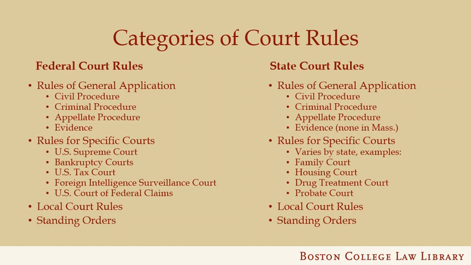At the federal level, this includes the U.S. Supreme Court, the bankruptcy courts, the U.S. Tax Court, the Foreign Intelligence Surveillance Court, and the U.S. Court of Federal Claims. State courts have courts of general jurisdiction, as well as courts of special jurisdiction, which are empowered to hear only cases of certain kinds. Courts of special jurisdiction will have their own rules. Some examples of state courts of special jurisdiction are family court, housing court, drug treatment court, and probate court.